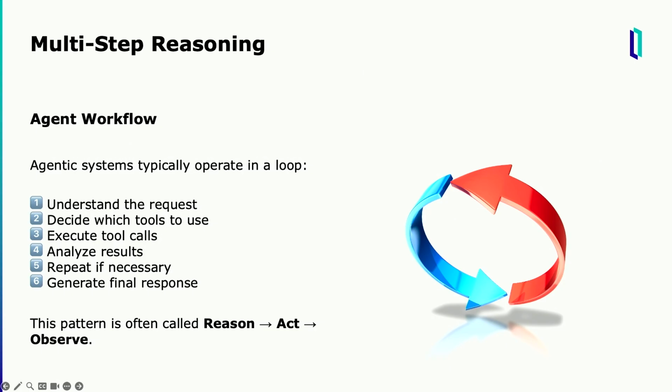This is the core execution loop in practice. Reason, act, observe, and repeat. The agent interprets the request, chooses the next tool, executes the step, inspects the results, and decides whether another step is needed. So this is like a state machine with feedback, more like that than a chat interface. That loop is what enables iterative refinement, tool selection, and error recovery.